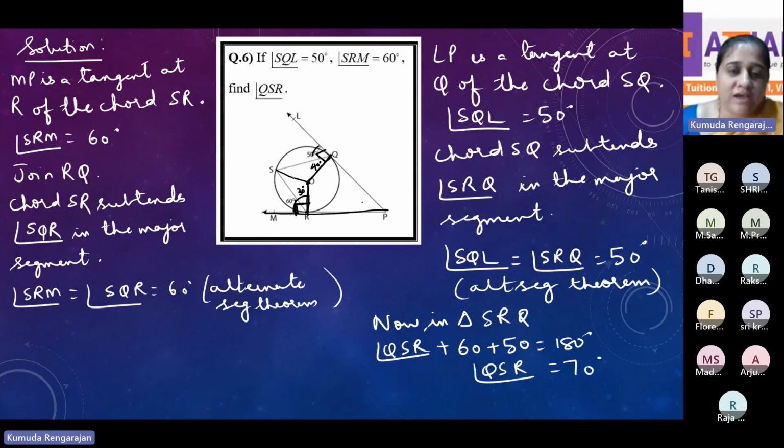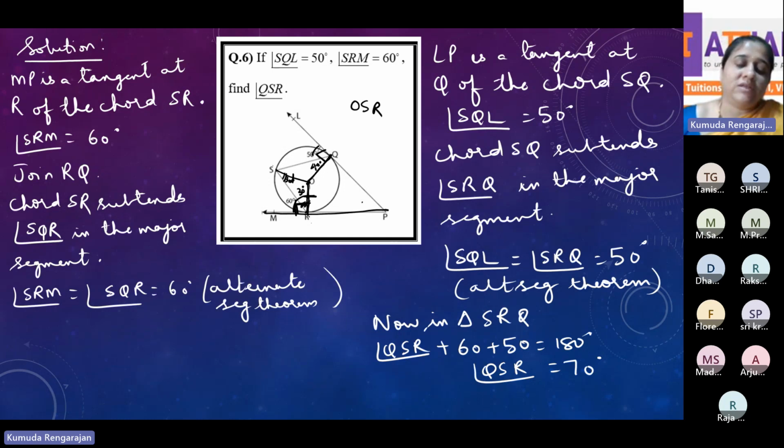Now triangle OSR is an isosceles triangle because these two sides are equal. OR is equal to OS, radius of the same circle. Since these two sides are equal, the base angles are equal. Now this is 30 degrees, so this also will be 30 degrees. 90 minus 60 is 30, no? So this also will be 30 because of the isosceles triangle property.